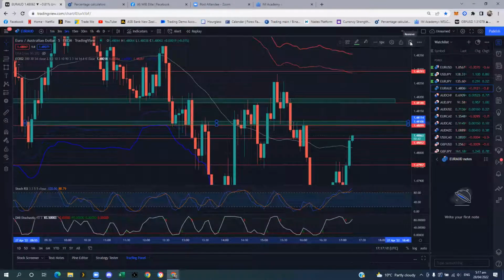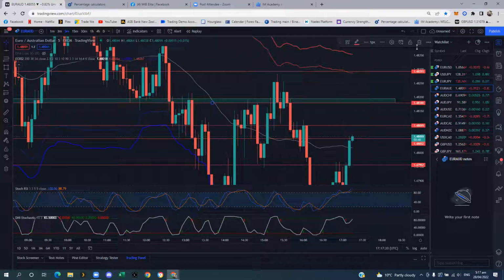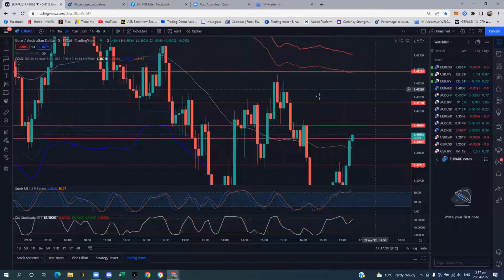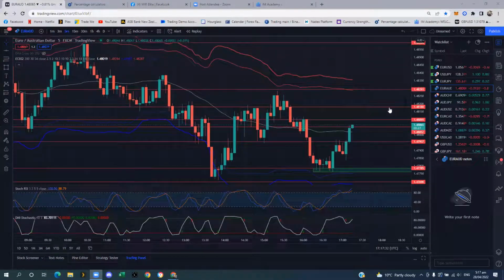Let me just get rid of these, because I don't actually like these zones. I like to just trade with the lines. So let's remove that. I'll admit all of these people.